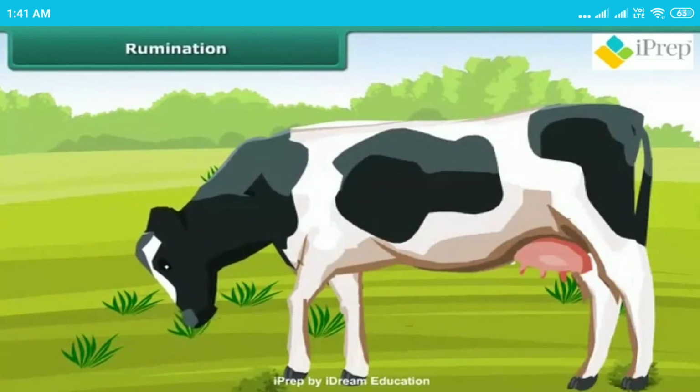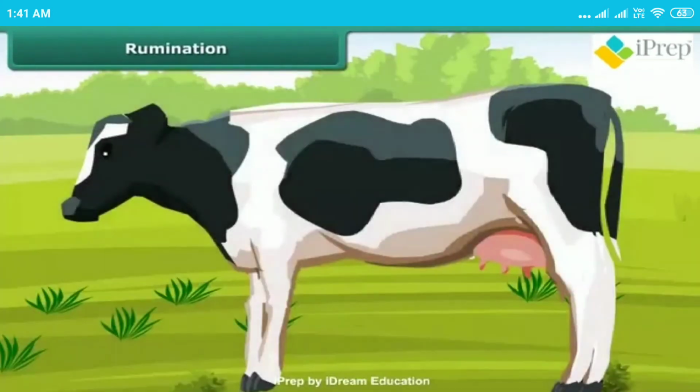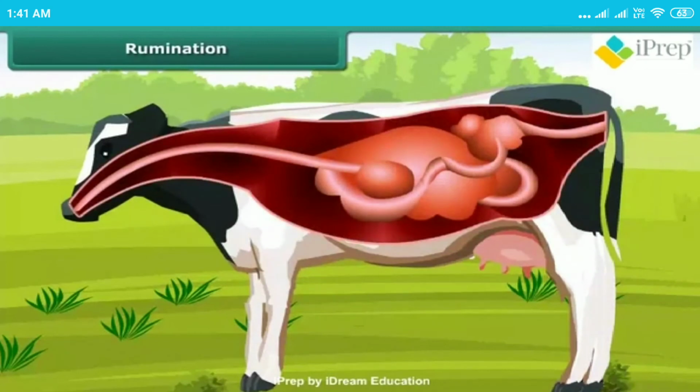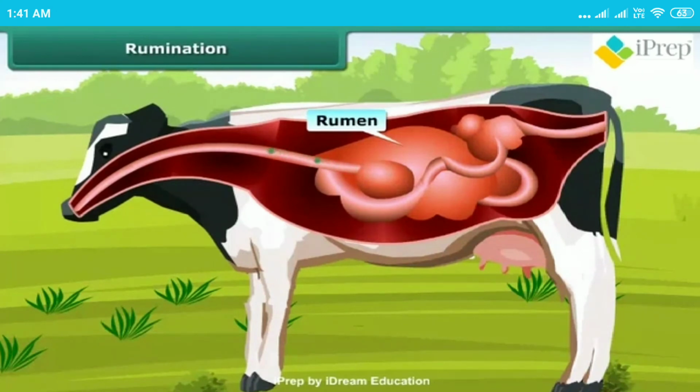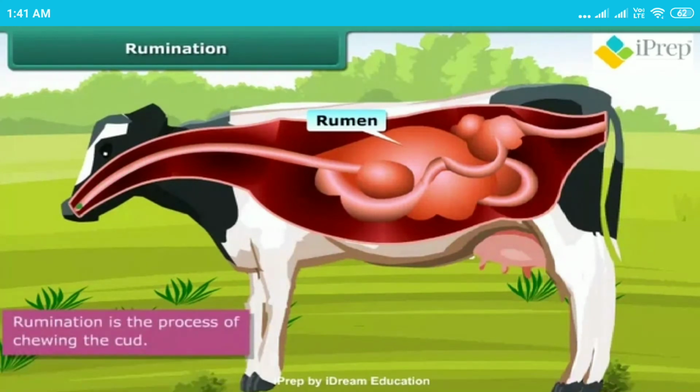Have you observed a cow chewing continuously even when it is not eating? What happens is, it quickly swallows the grass and stores it in a rumen. Here the food gets partially digested and is called cud. But later, the cud returns to the mouth in small lumps and the animal chews it. This process is called rumination, and these kinds of animals are called ruminants.